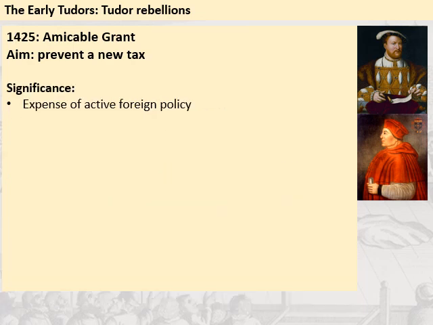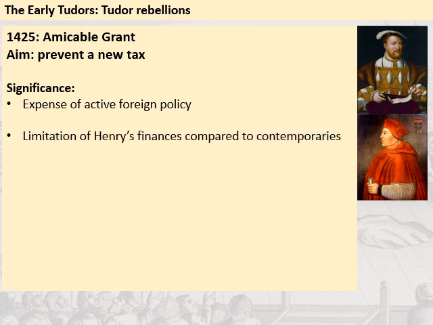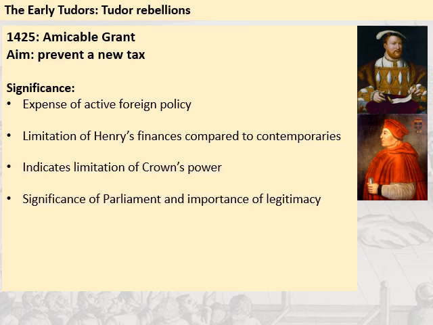Now this episode shows us a few things. It shows us the astronomical expense of an active foreign policy. It also shows us how limited Henry's finances were compared to his contemporaries on the continent. He found it impossible to engage on equal terms with Francis I and Charles V. It also indicates the limitation of the Crown's power and the importance of Parliament here, and the way that legitimate government was important as a concept.